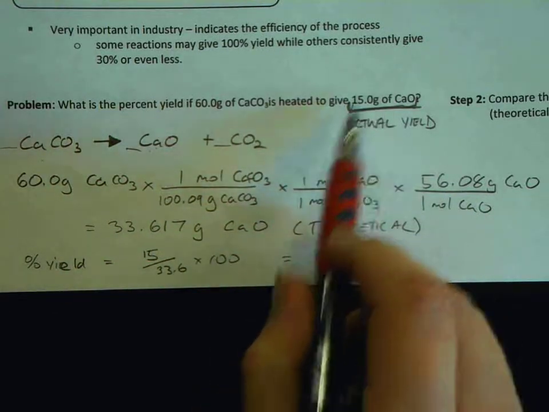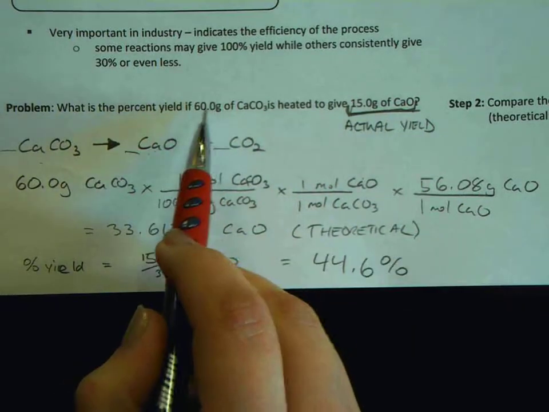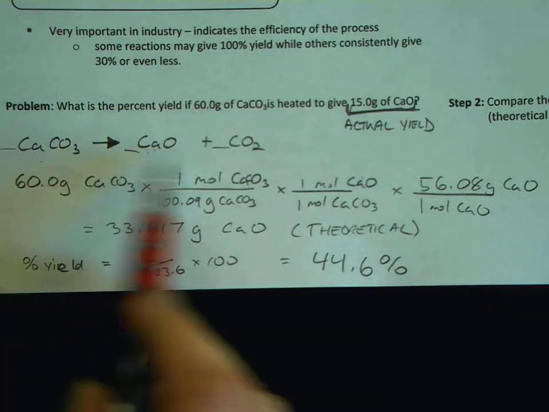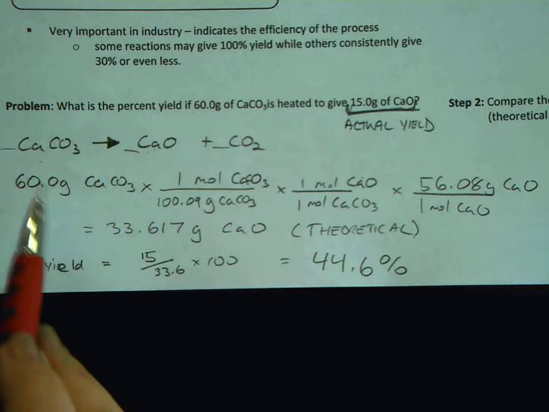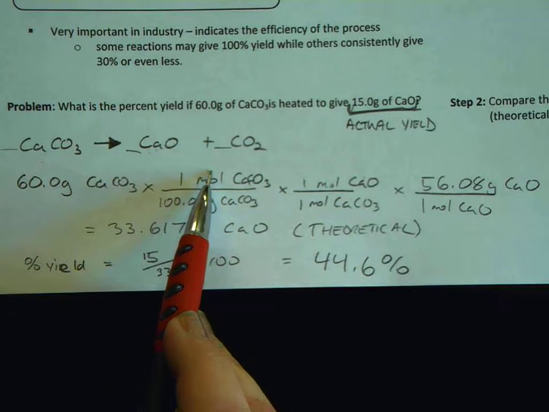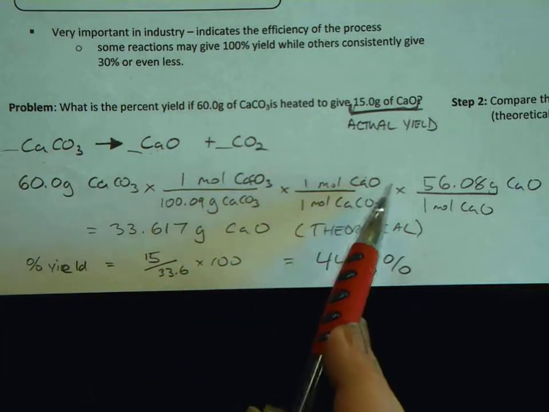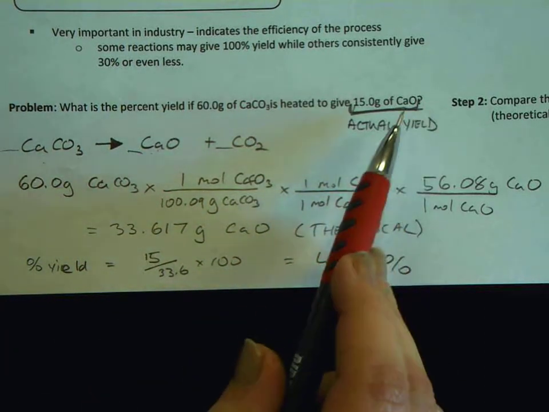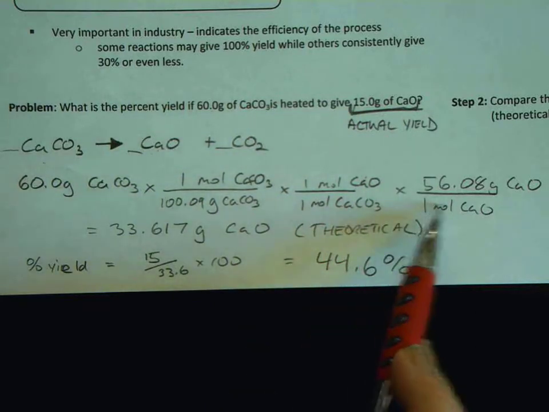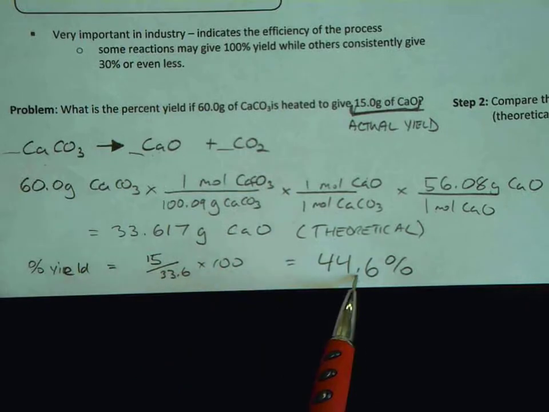I knew this was my actual yield because it told me the mass of product. It gave me the mass of one of the reactants. I used the balanced chemical equation. I did a mass, and the mass became moles of that substance. I used the balanced chemical coefficients to get the moles of the substance I was interested in, same one here, and then I used the molar mass to get grams. I divided and times by 100 to get the percent.